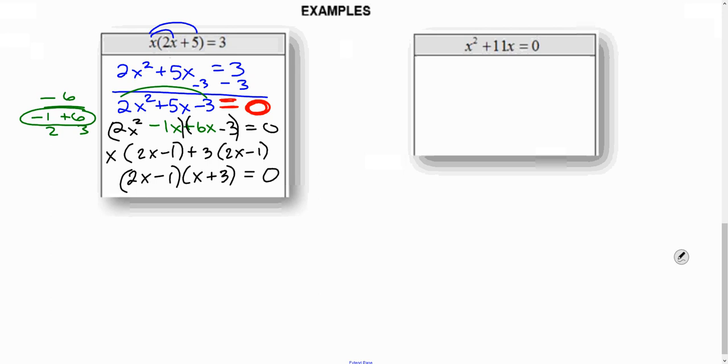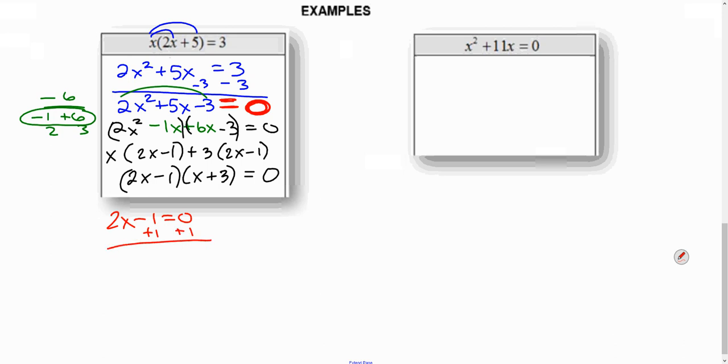Now we're not done yet. That's just the factoring part. The factoring is done to separate the x squareds. So now we have separate x's, so now we just solve each part separately. So we do 2x minus 1 equals 0. So I'll solve that real quick.